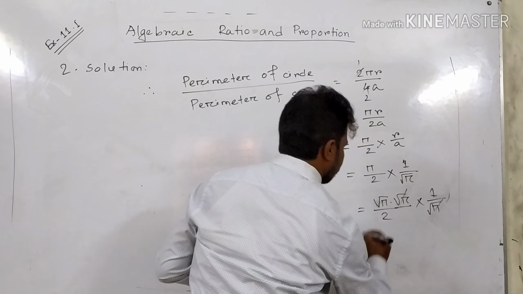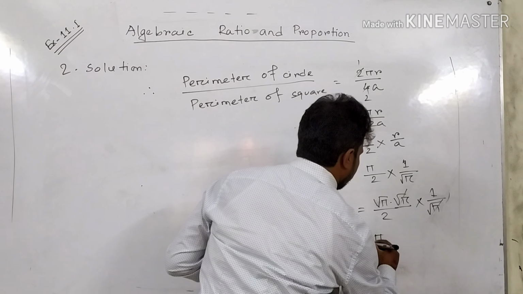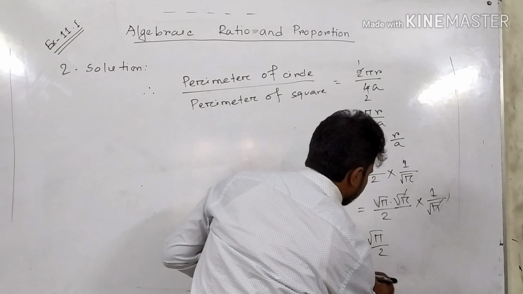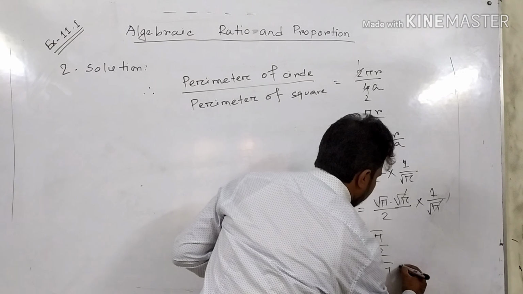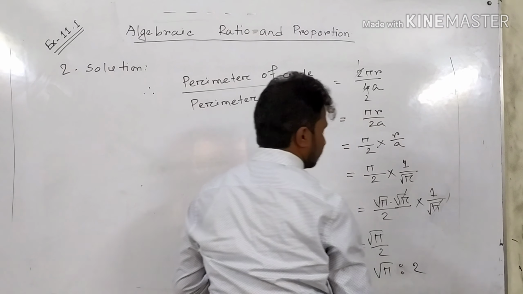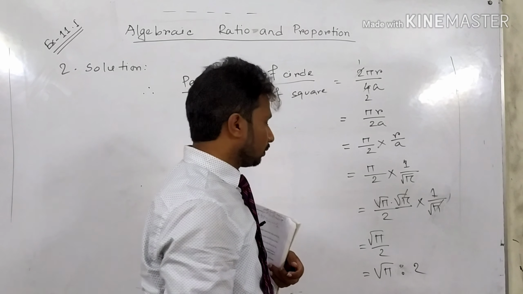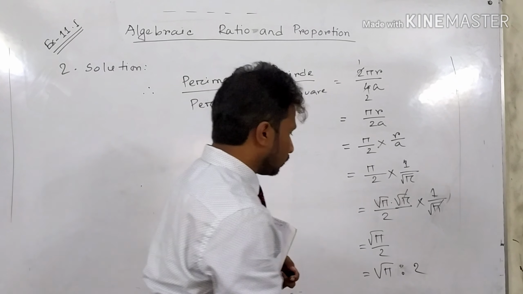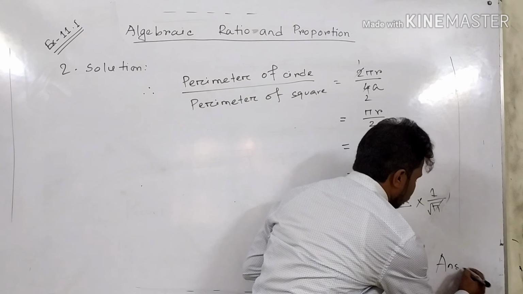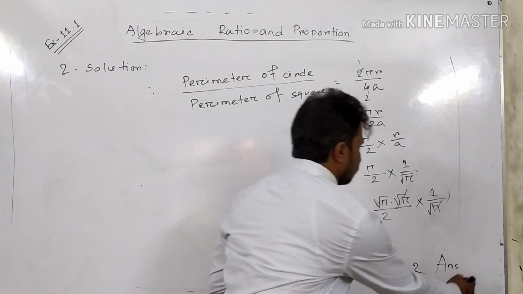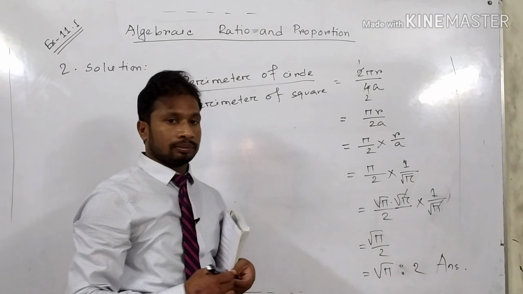you will get what? You will get pi by root pi by 2 equal to root pi by 2. This is the answer. Root pi is to 2. This is the answer in question number 2.